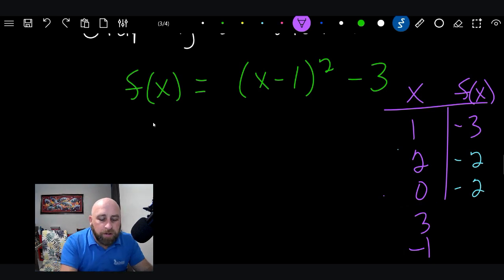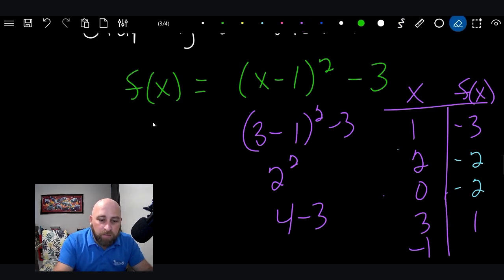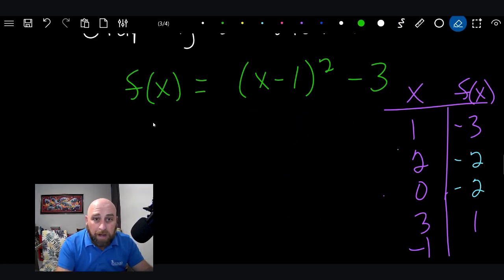And what do we do here? Well, we plug these in. So 3 minus 1 squared minus 3. 3 minus 1 is 2. 2 squared is 4. Minus 3 is 1. So that's going to be at 1. And the next one's going to be 1 as well. I'll do that one for you real quick.